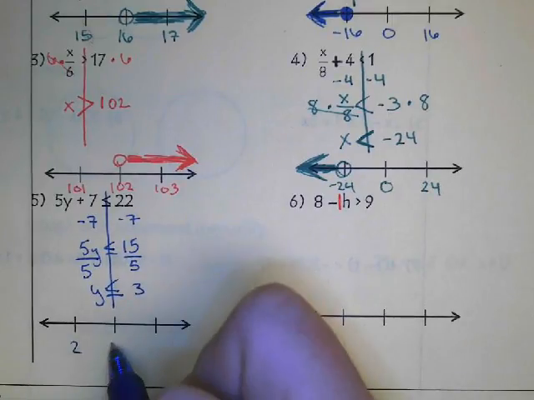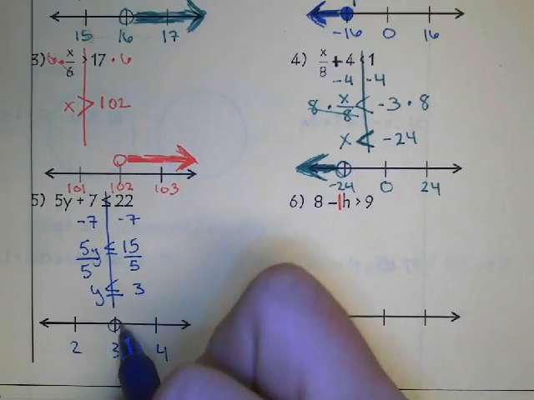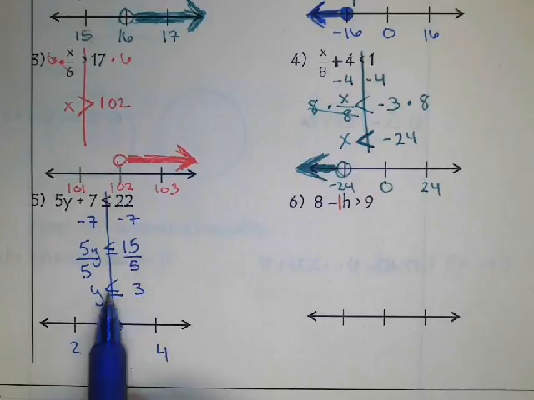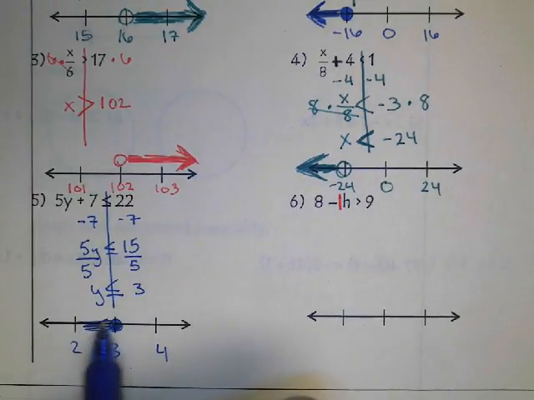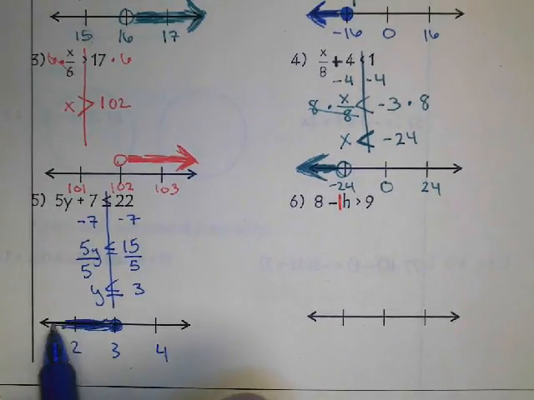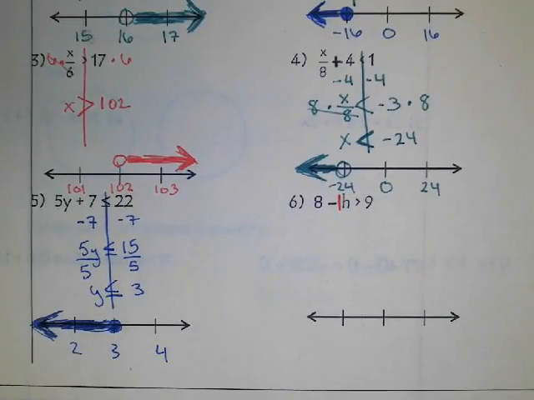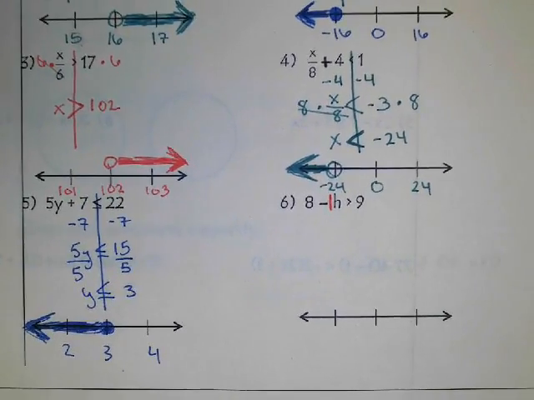We'll go 2, 3, 4, closed dot. All the numbers less than, closed dot for the equal part, and all the numbers less than 3. So we'll represent that by shading to the left. Okay, on number 6, let's hopefully that hidden 1 helped us out.